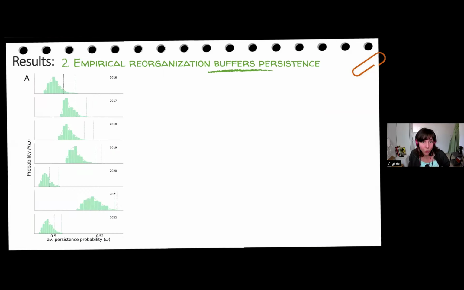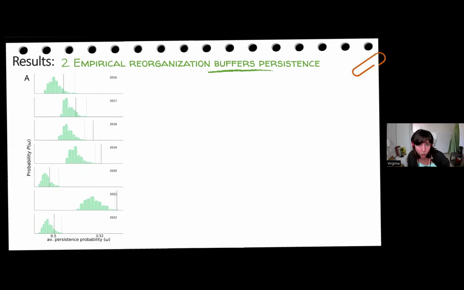So then, to see how these reorganizations affect persistence, what we did was, for each site and year, we used the 3 null models to generate 500 randomizations of the empirical network and quantify the average persistence, this omega. And this is what is shown here. For one particular site, for each year, the distribution of these omegas of the synthetic randomized networks. The empirical value of the average persistence probability is represented by a dashed vertical black line.